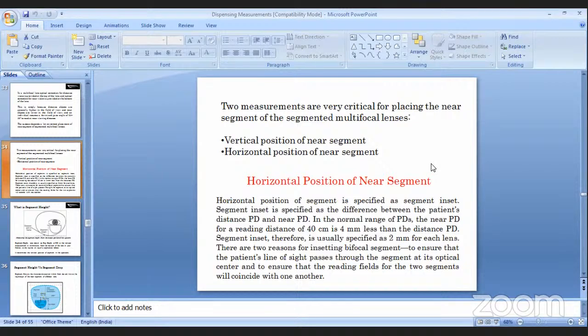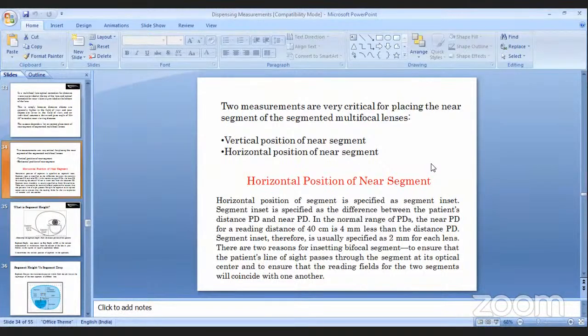Two measurements are very critical for the placement of the near segment in case of bifocal lenses. Same as PD, the vertical positioning of the near segment and the horizontal positioning of the near segment. We'll talk about the horizontal positioning first, because this is done automatically. We don't take any extra measurement for that. Horizontal positioning of the segment is specified as a segment inset, and segment inset is specified as the difference between the patient's distance PD and near PD.